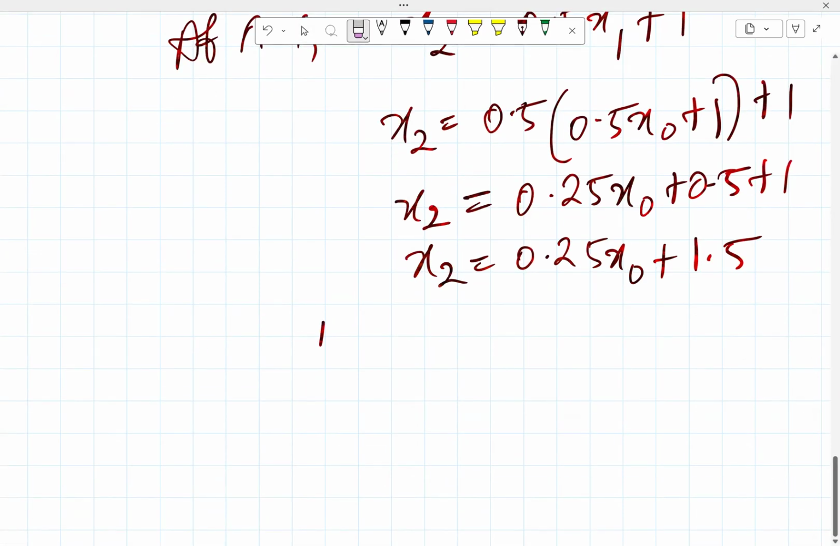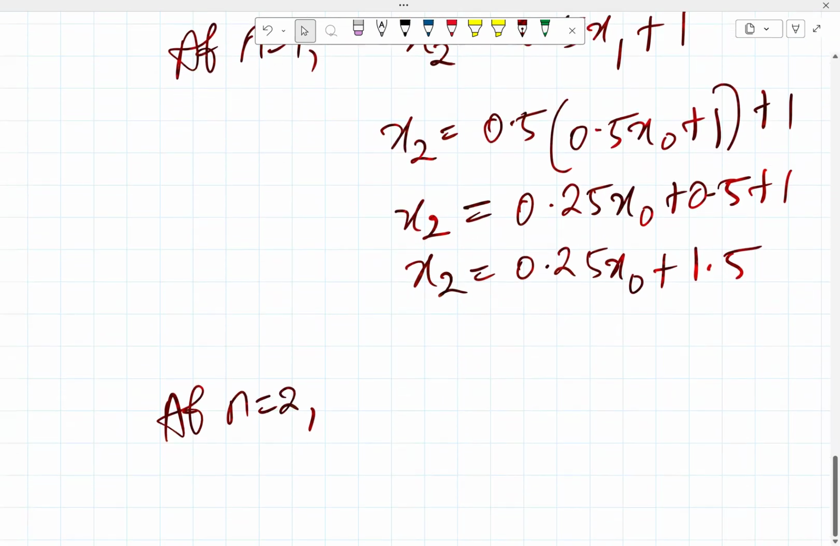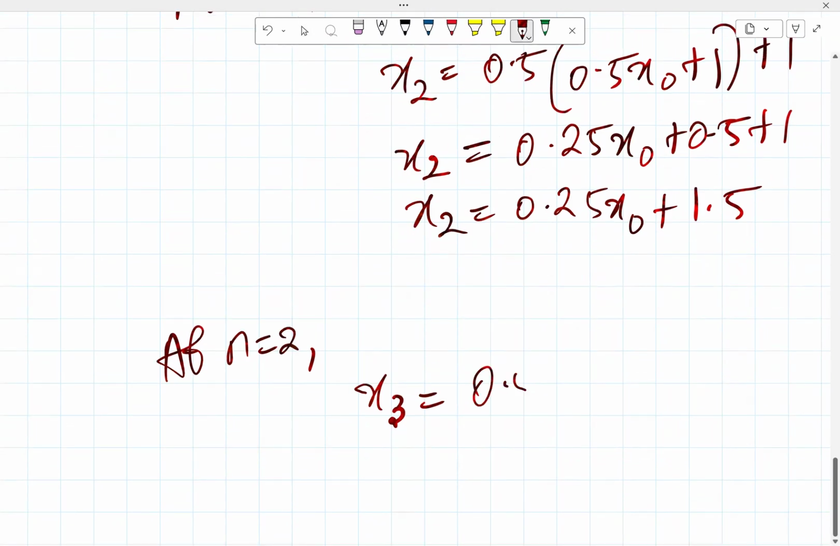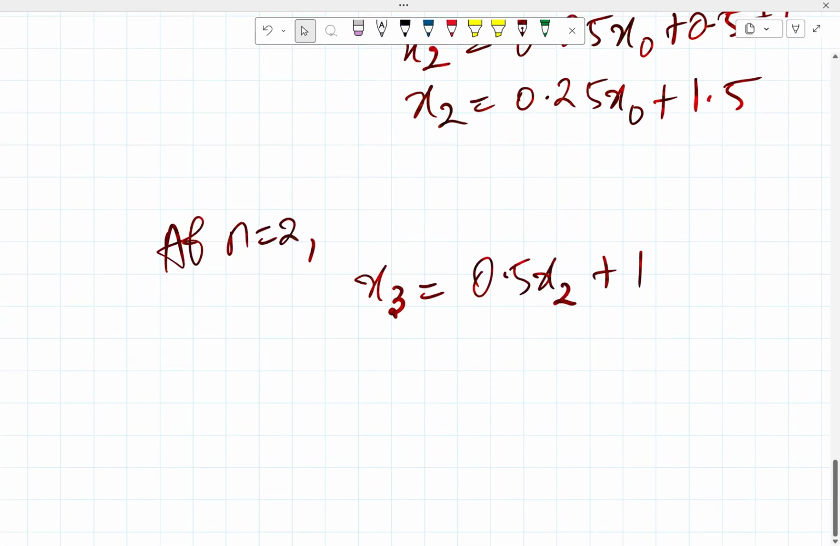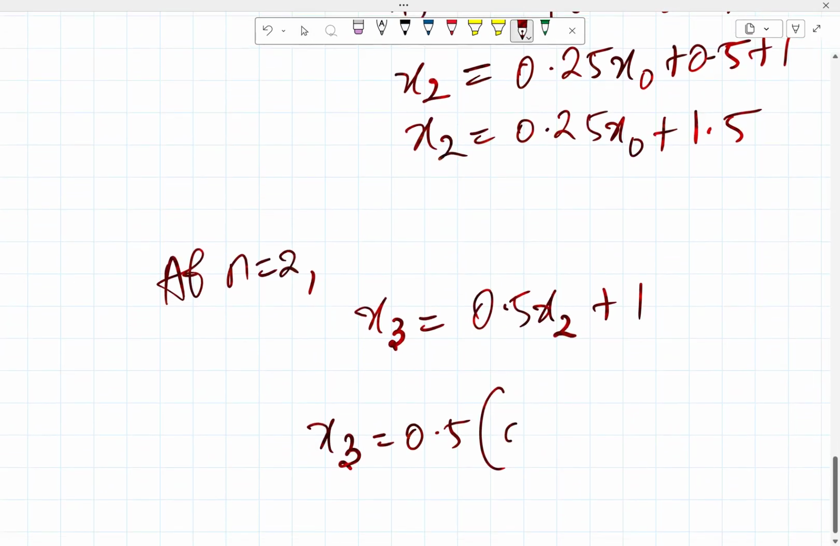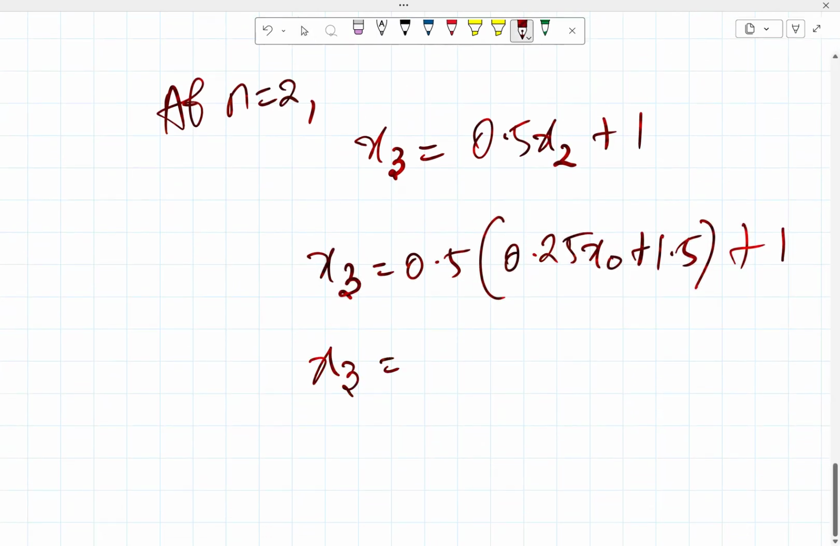So if I then go for n equals 2, that means x n plus 1 will be x3. So x3 equals, n is 2, right? So we have 0.5 x2 plus 1. So x3 now is equal to 0.5 times what is x2, 0.25 x naught plus 1.5, plus 1. So x3 then becomes, if you expand that, 0.125 x naught plus 0.5 times 1.5.